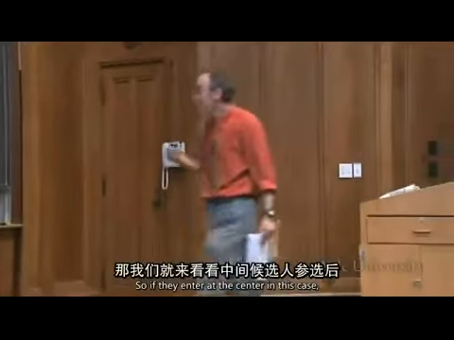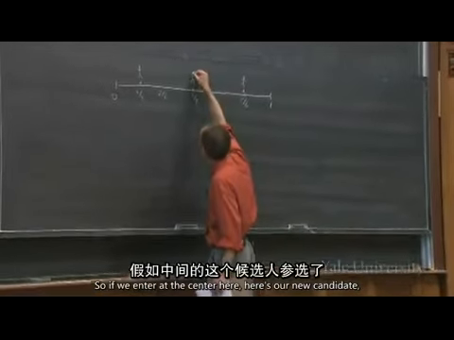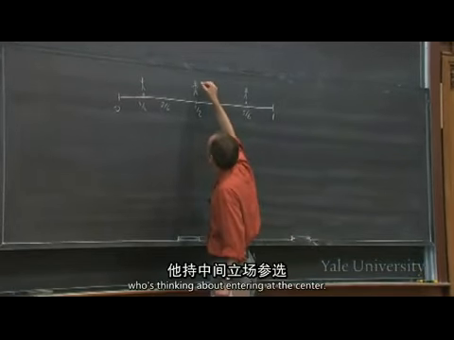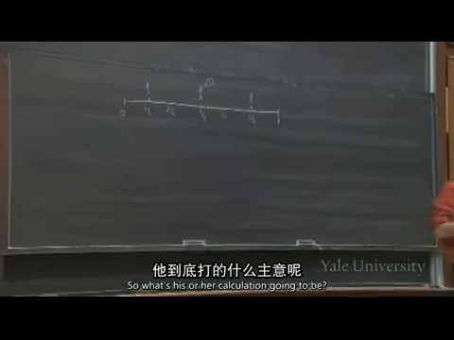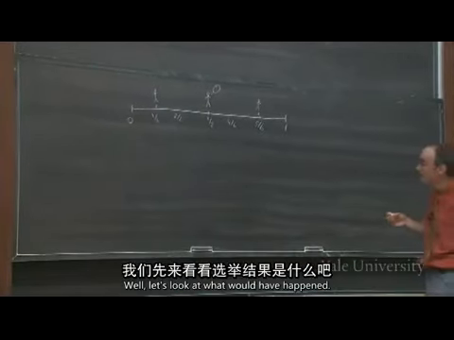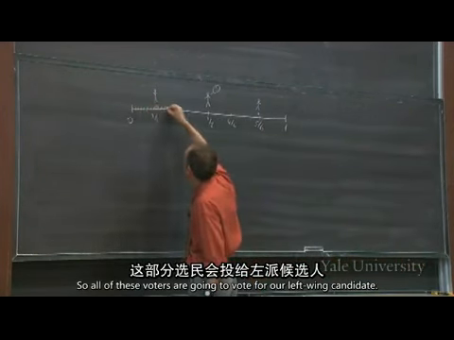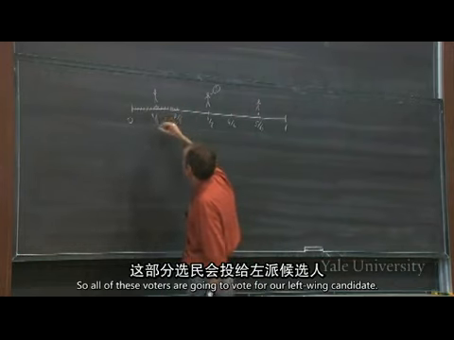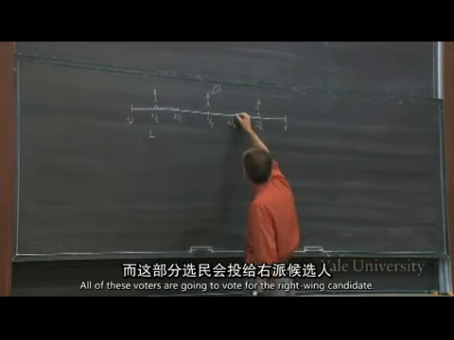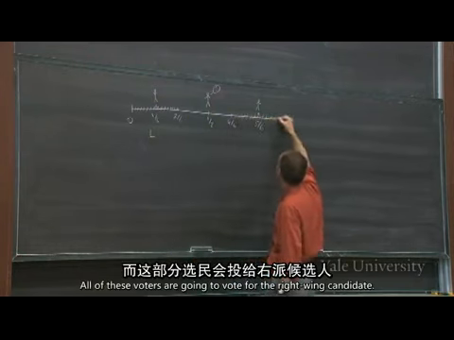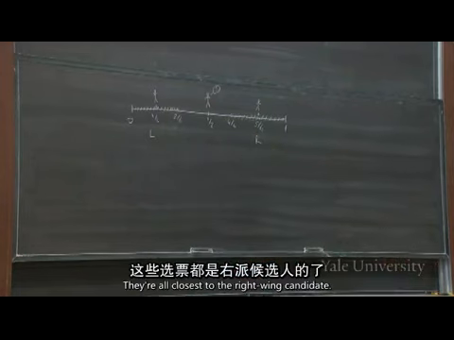All right? So if they enter at the center in this case, let's see how many votes everyone gets. Here's our new candidate who's thinking about entering at the center. Right, so what's his or her calculation going to be? Well, let's look at what would have happened. All of these voters are going to vote for our left-wing candidate. All of these voters are going to vote for the right-wing candidate. Right? They're all closest to the right-wing candidate.